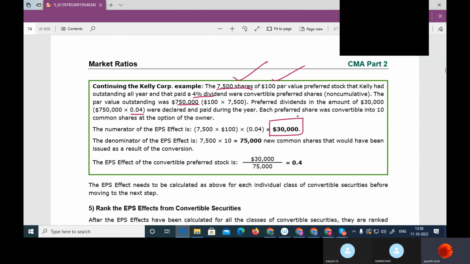Now this $30,000, to whom should it be paid after these shares get converted into equity? Will it be paid to the preference shareholders or equity holders? Equity holders, because now the preference shares are not existing. So by default this will go to the common equity holders, or common stockholders, whatever you want to say. So you will add this in the numerator to net income. And in the denominator, the number of shares would increase by 75,000. That's what you're going to see the effect of right now.